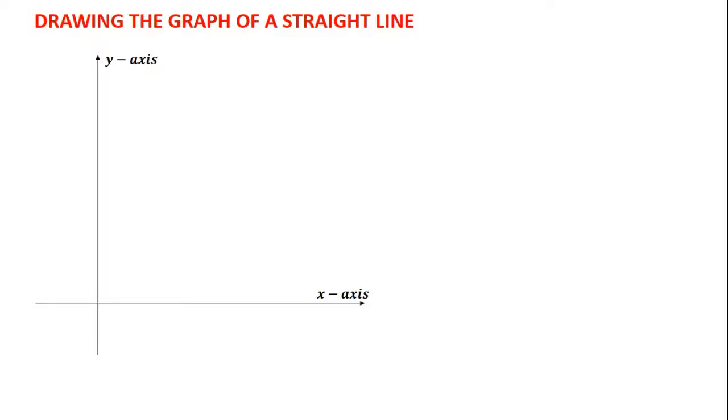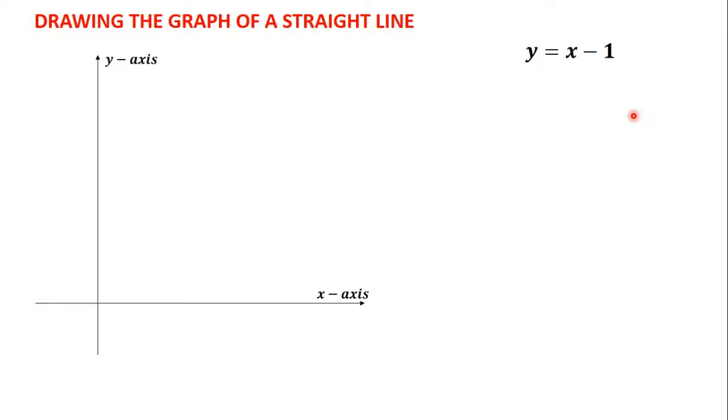Drawing the graph of a straight line. In order to draw the graph of a straight line on a graph sheet, you will need at least 2 points that fall on the straight line. For example, if you want to draw the graph of the line y is equal to x minus 1, you will need at least 2 points that fall on the line y is equal to x minus 1. We are going to learn how to find these 2 points.